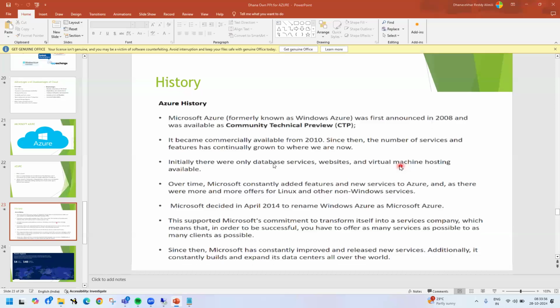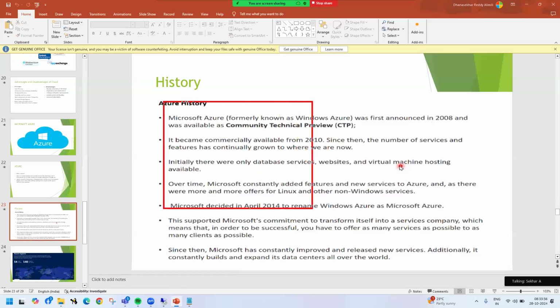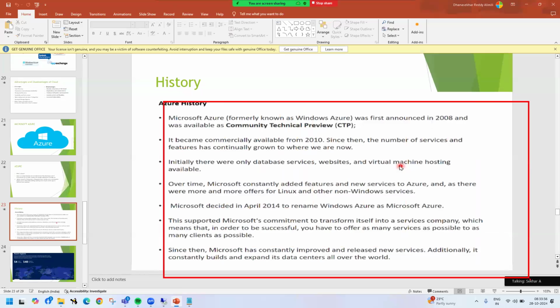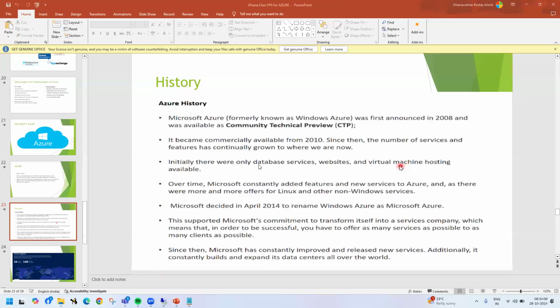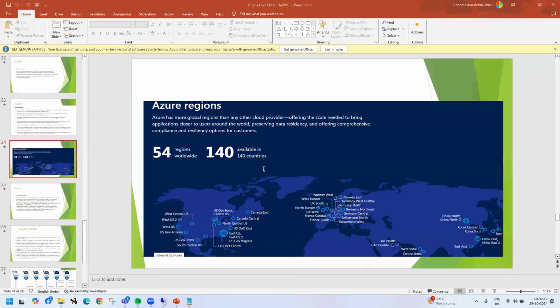Okay, next. Now, this is the history. As I said, in 2010 Microsoft Azure came into the picture. On 14 April, they renamed Windows Azure as Microsoft Azure. Clear, guys? Yes, sir.